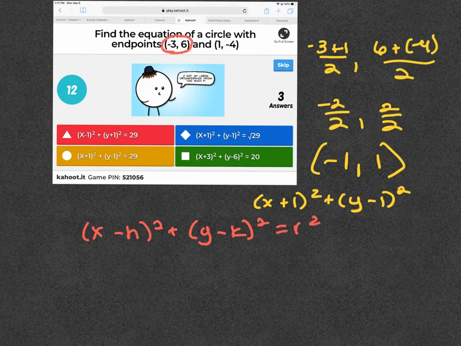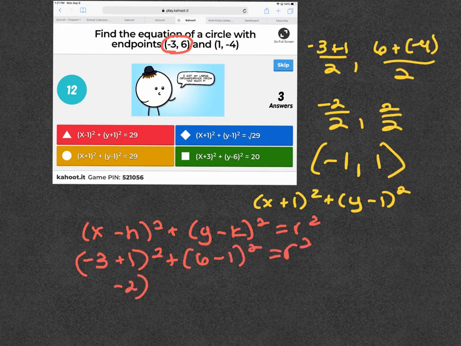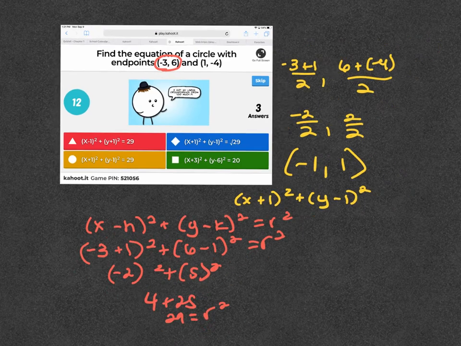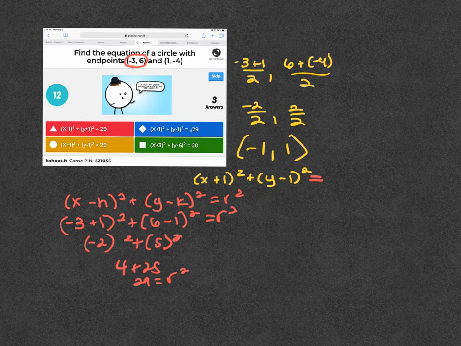If I pick negative 3, 6, then it's negative 3 minus a negative 1 becomes plus 1. 6 minus 1 equals r squared. Negative 2, 5, and I get r squared equals 29, and you don't even have to do anything with that. You just plug it back in. If you do the endpoints of the diameter, then you've got to divide it by 2 and then square it. So be careful. It's extra work you don't need to be doing.